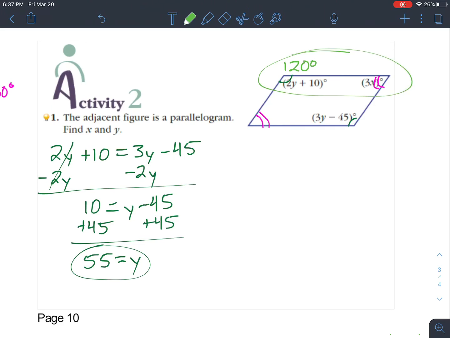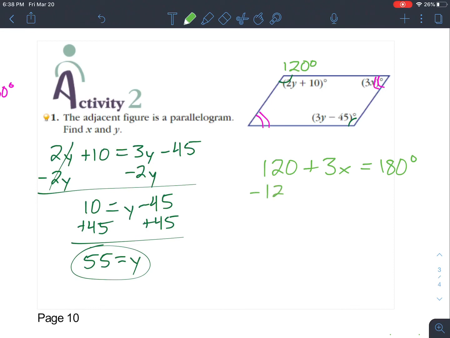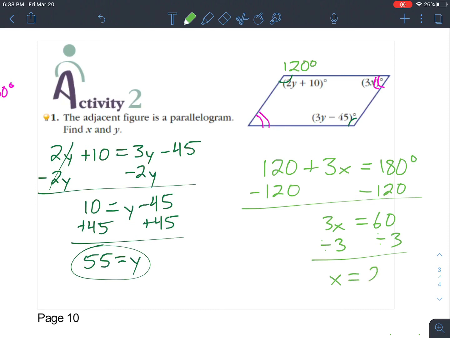Okay, now these two angles must add together to be 180. So let's take 120 plus 3x equals 180 degrees. I'm going to subtract 120 from both sides, and we get 3x equals 60. Then I'm going to divide both sides by 3, and x has to be 20.